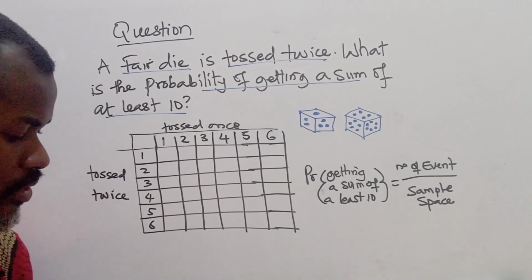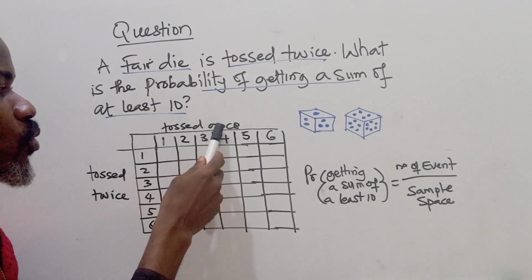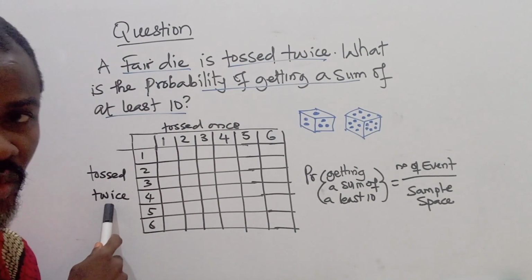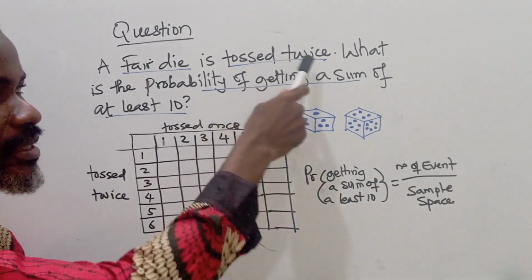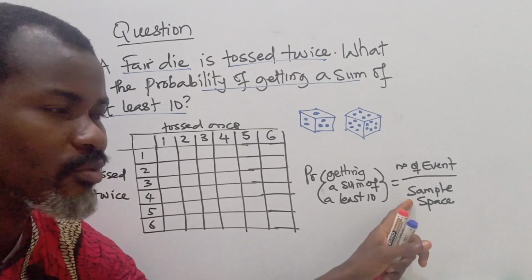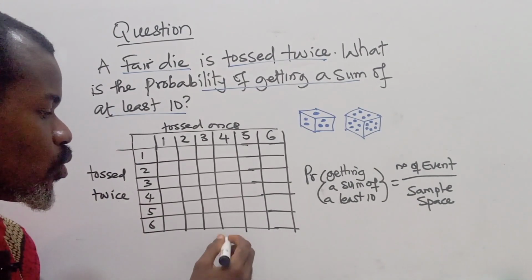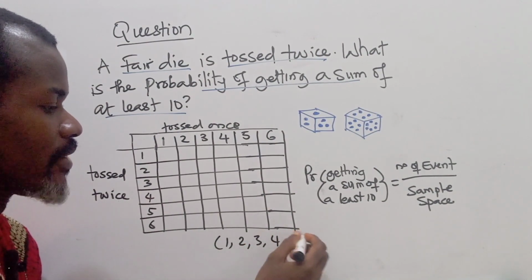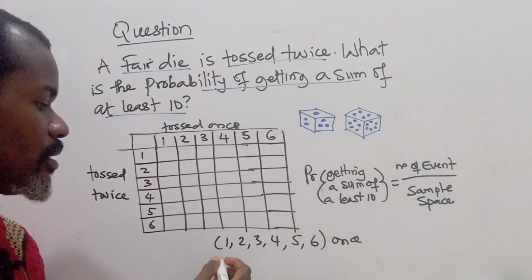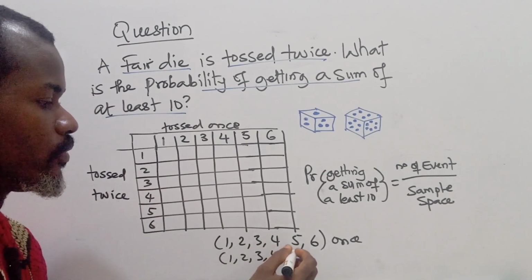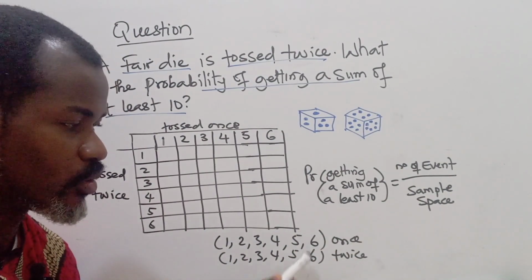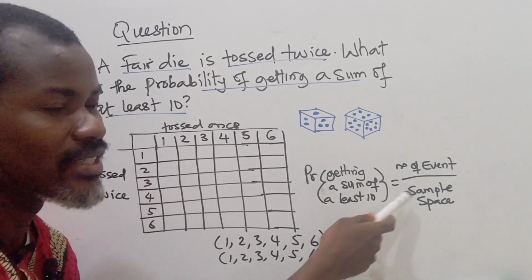So the idea is this. For the die to be tossed twice, it means we are going to toss it once and we are going to toss it twice. So let's understand what we mean by tossing it twice. Remember in my previous video I said, if you toss it only once, the sample space is 6. So we have 1 appearing, 2, 3, 4, 5, 6 appearing. This is for once. But if you toss it twice, you have 1, 2, 3, 4, 5, 6 again. So if you are tossing a die twice, it means you multiply 6 times 6, which is going to give you the sample space.